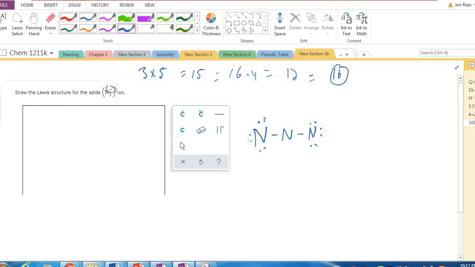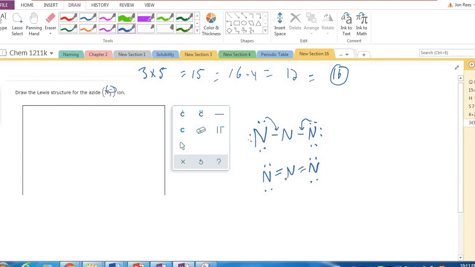What we can do is we can take this lone pair and move that over to that bond, take this lone pair and move it there. And now I have a new Lewis structure. So I have nitrogen, nitrogen double bonded. And then I have nitrogen double bonded again. And then I have 2 lone pairs left over on each terminal nitrogen.